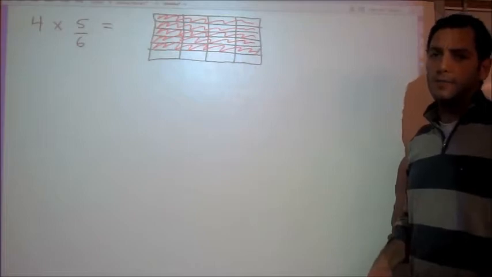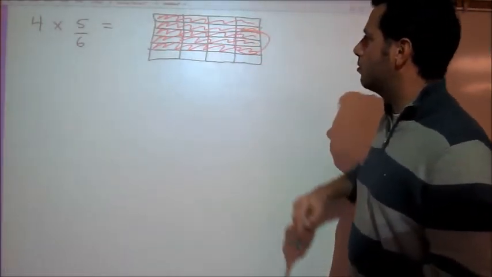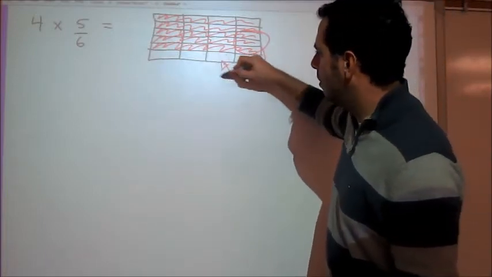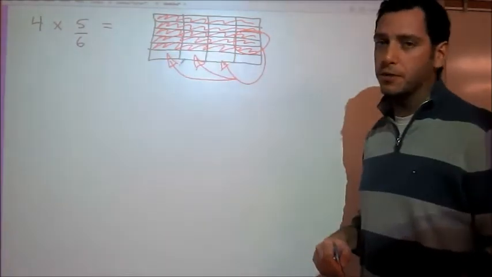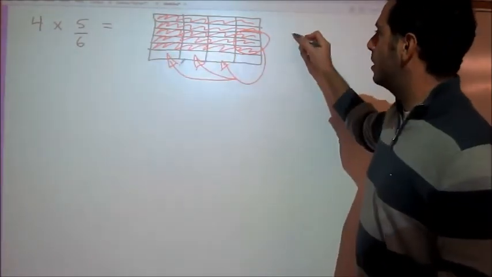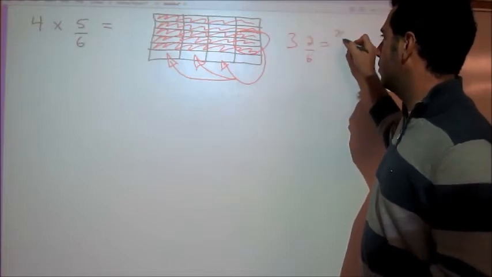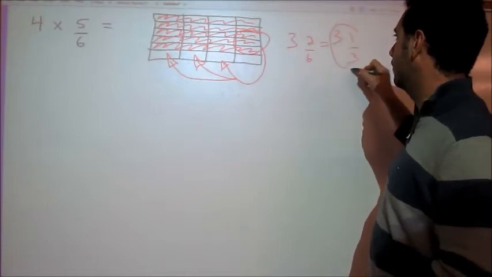To find our answer, we'd want to take these 3 parts over here to fill in these 3 parts that are missing over here. So our answer would be the same, of course, 3 and 2/6, which can be simplified to 3 and 1/3.